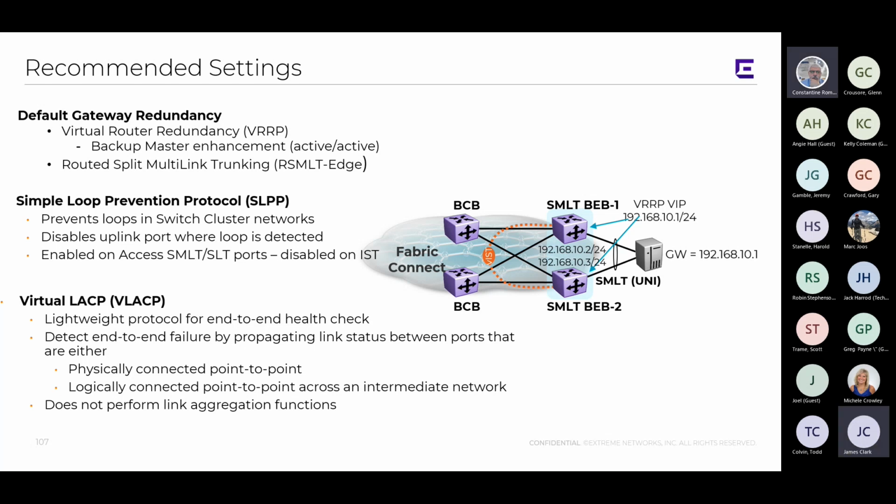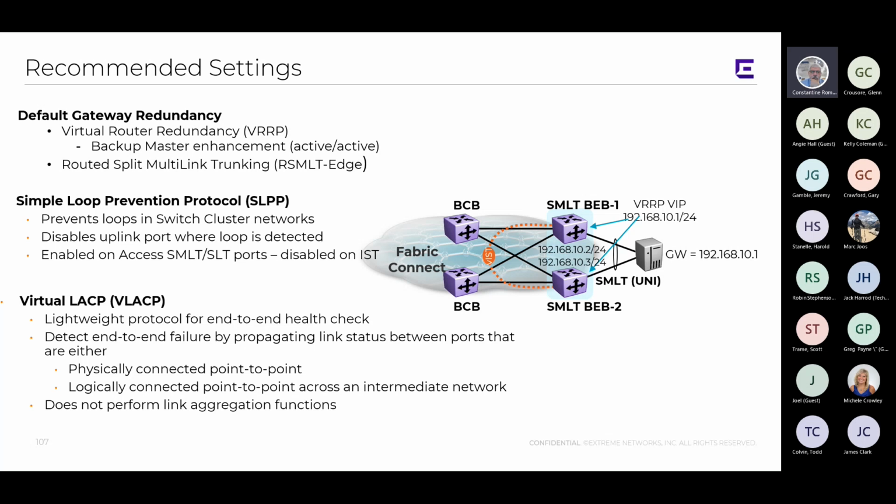Appreciate that. So some recommended settings. Gateway redundancy is obviously going to be an issue, because if you're doing it at layer 2, you want to make sure that you've got redundancy at layer 3 as well. We can support either VRRP, which has been enhanced with a backup master enhancement that allows us to do active-active VRRP versus active-passive VRRP, which is a big thing. We can also do routed split multi-link trunking, which is typically the way that we do it. It's a cleaner implementation than VRRP, but we could realistically do either one.